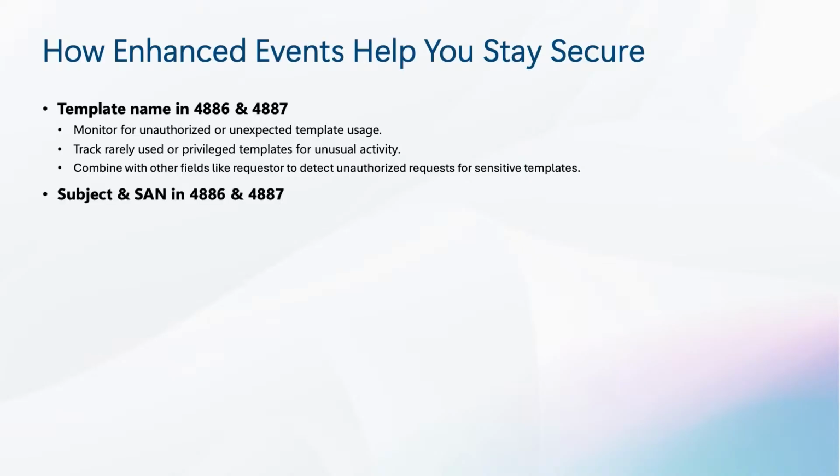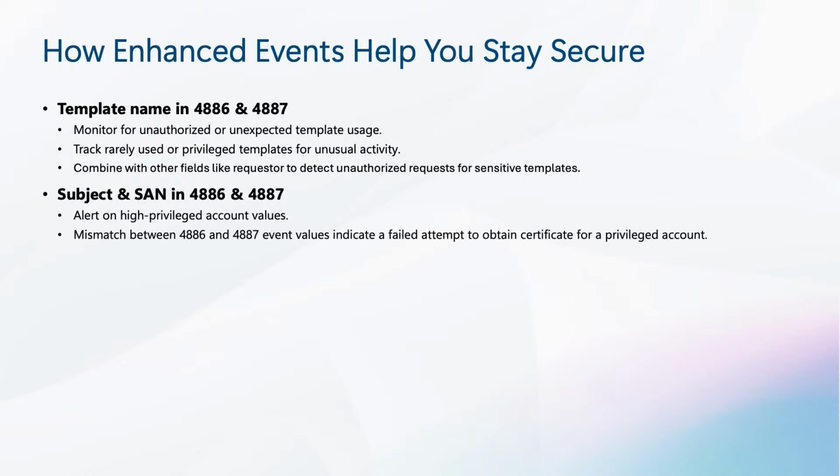And with the help of subject and SAN in 4886 and 4887 events, we can create alerts for high privileged accounts such as domain administrators or domain controllers at both request and issuance stages. A mismatch between these values in events 4886 and 4887 can signal a failed attempt to obtain a certificate for a privileged identity, as we saw in the previous events.